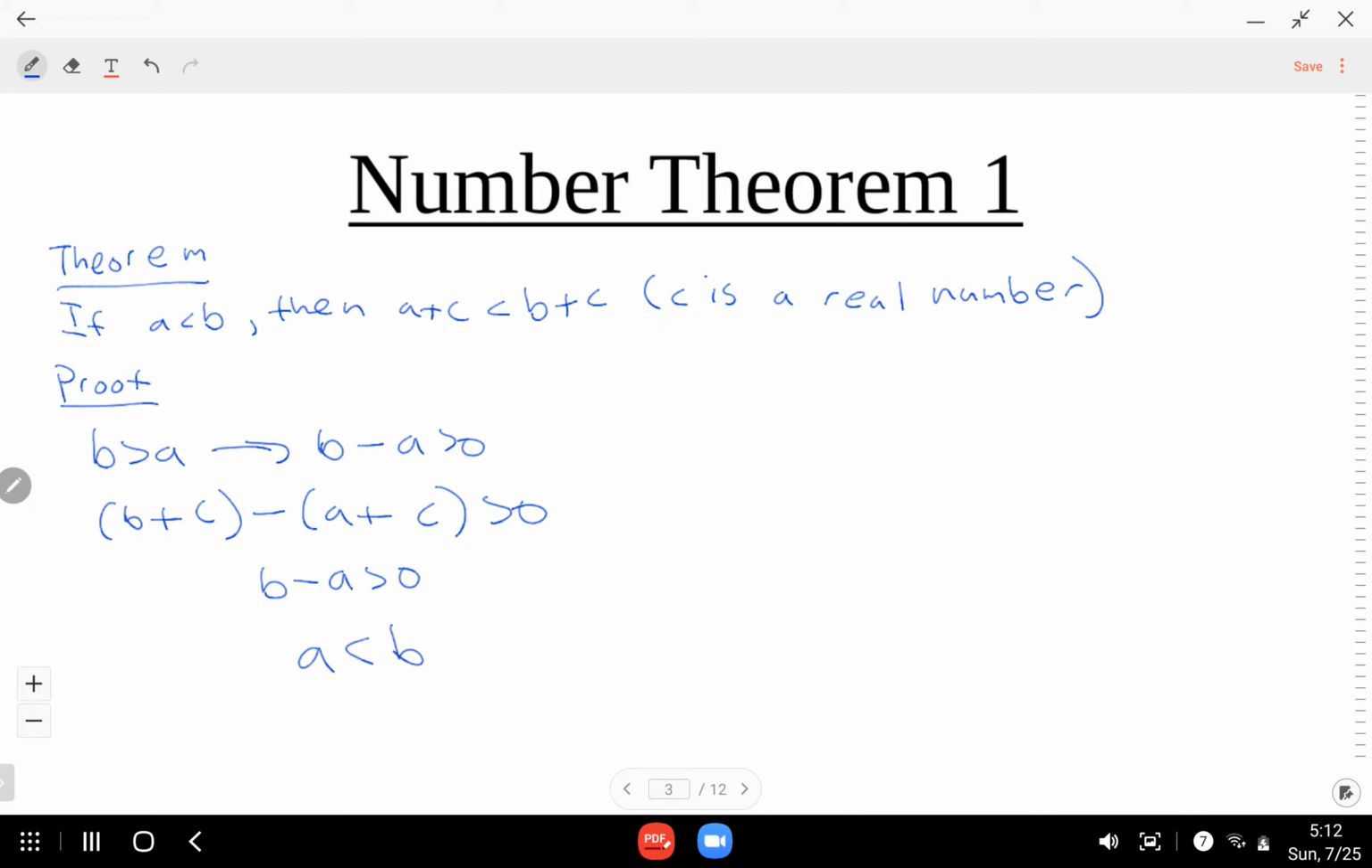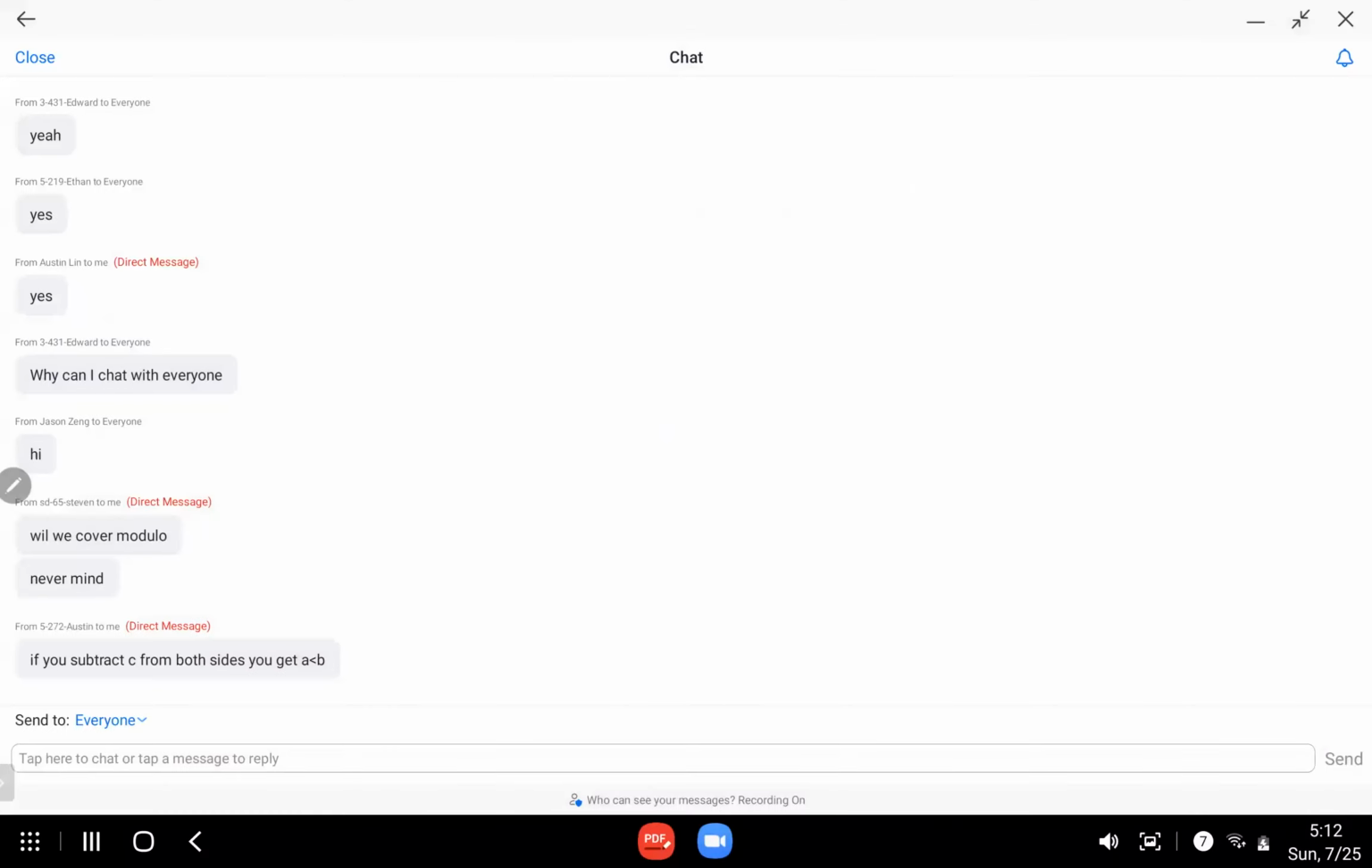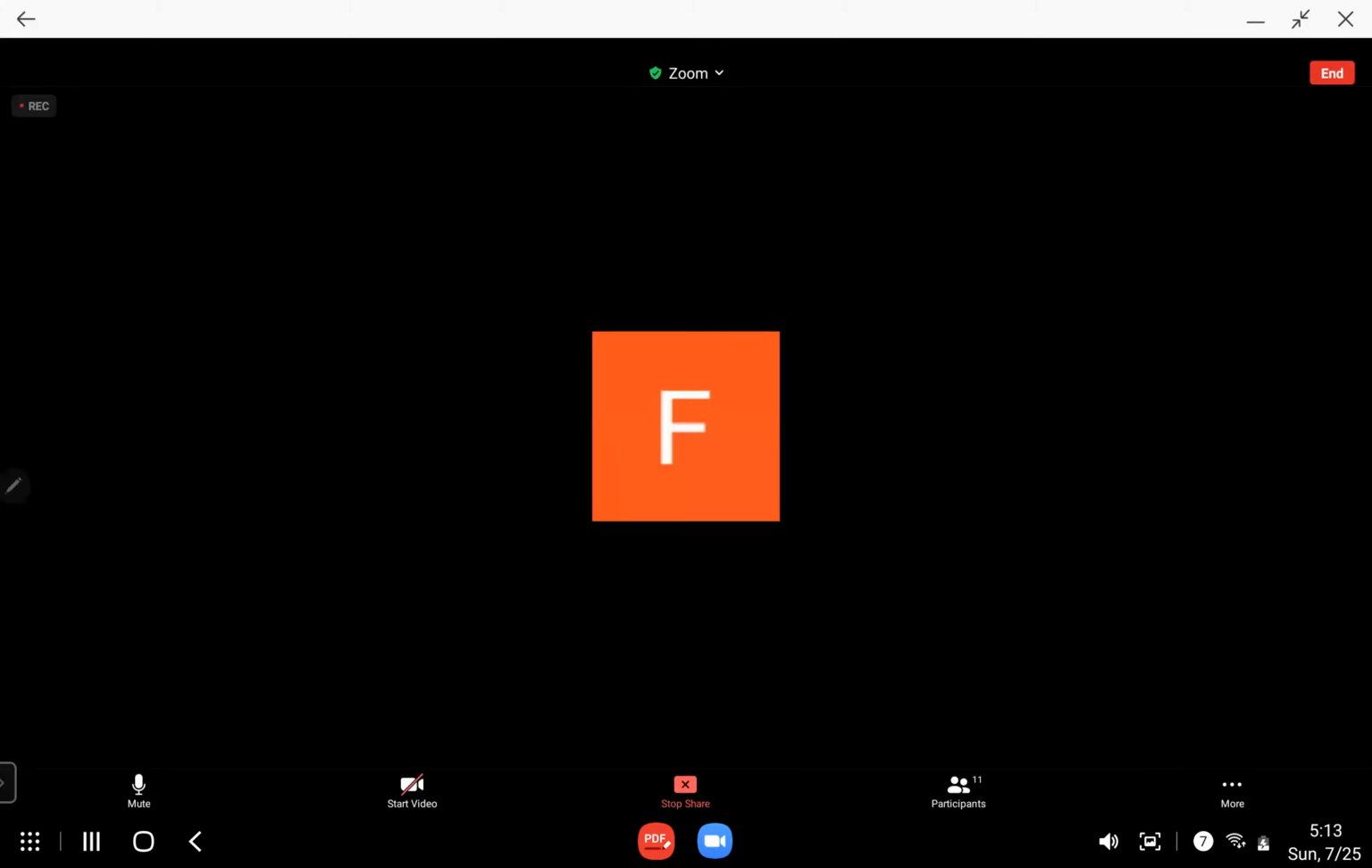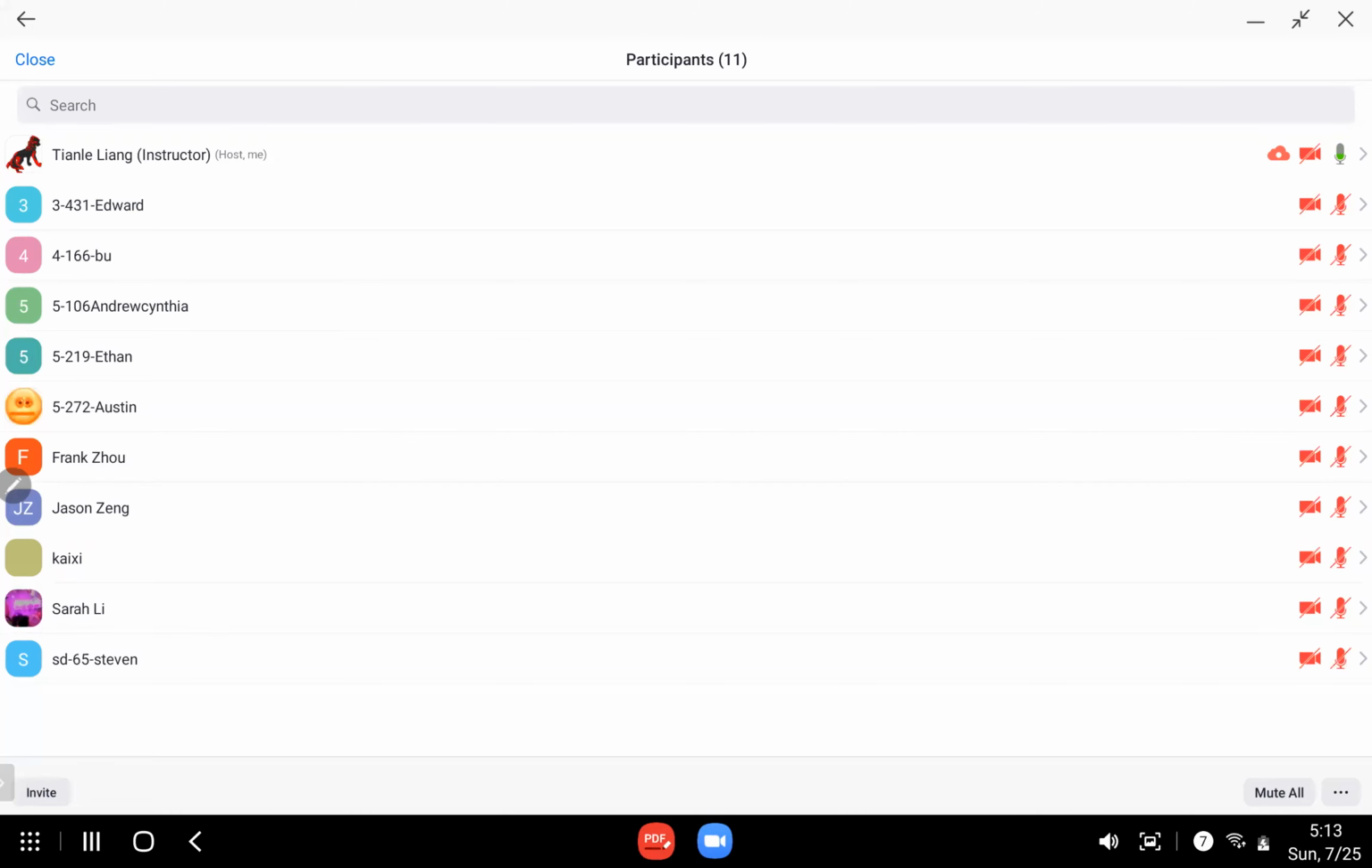So that is how you prove this theorem. This is very important when you're proving theorems, and once you're getting familiar with proving theorems, you know how it works. So does everybody understand how I am proving this theorem? Because we rephrased A is less than B, and then we get that B minus A is positive. Does everybody understand that? Say yes in the chat if you understand, or no if you don't understand.